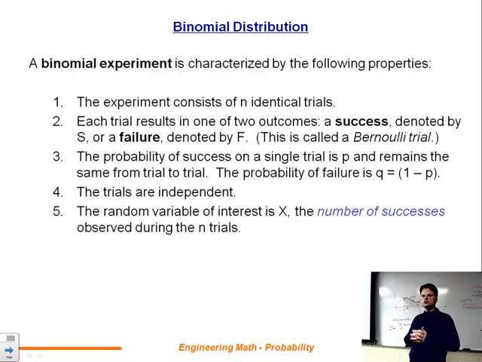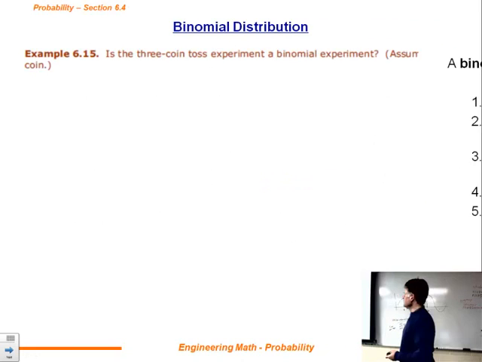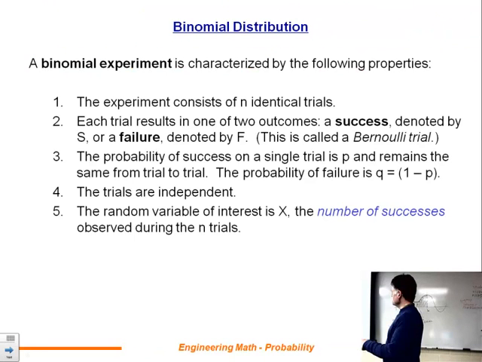0, 1, 2, up through what? Up through n. So there are n trials, so there can be at most n successes, or there could be 0 successes, or any number in between. So now what we're interested in is, given a particular number of successes, what is the probability of getting exactly that many successes and the rest being failures? That is the binomial distribution.